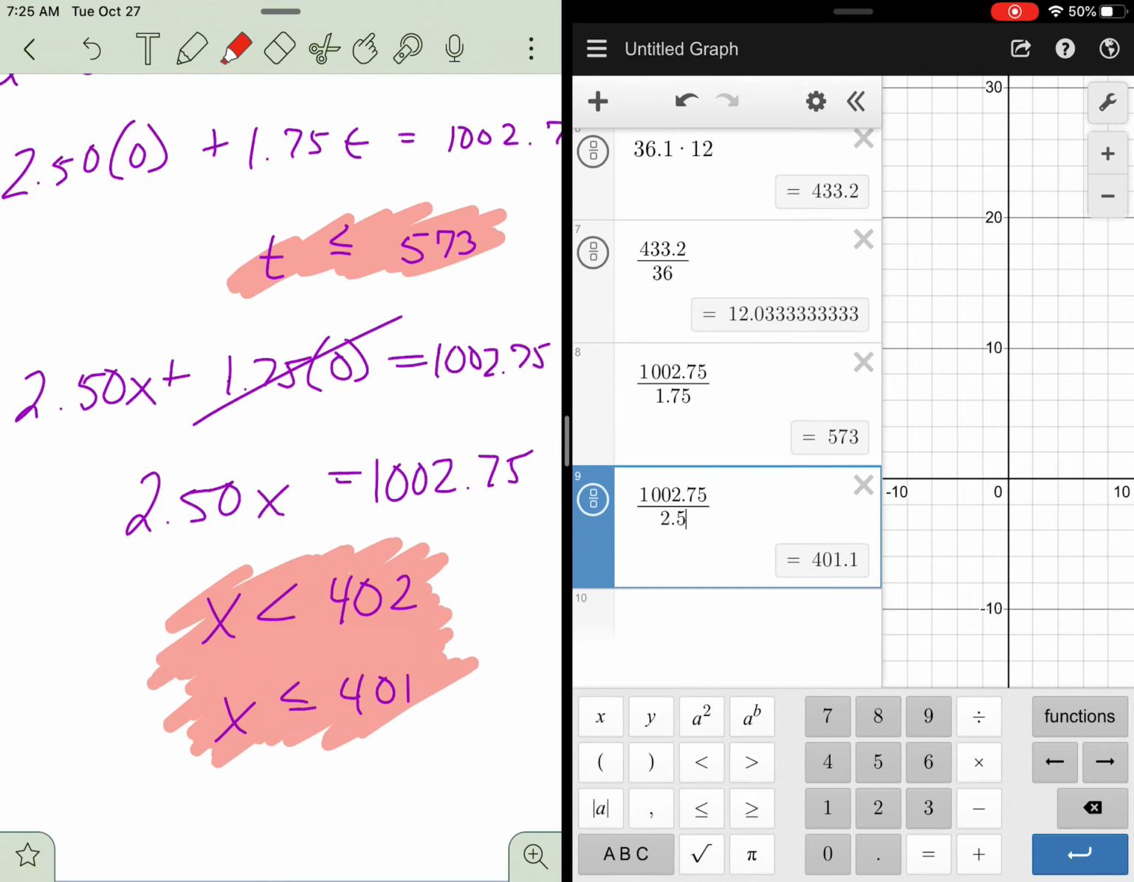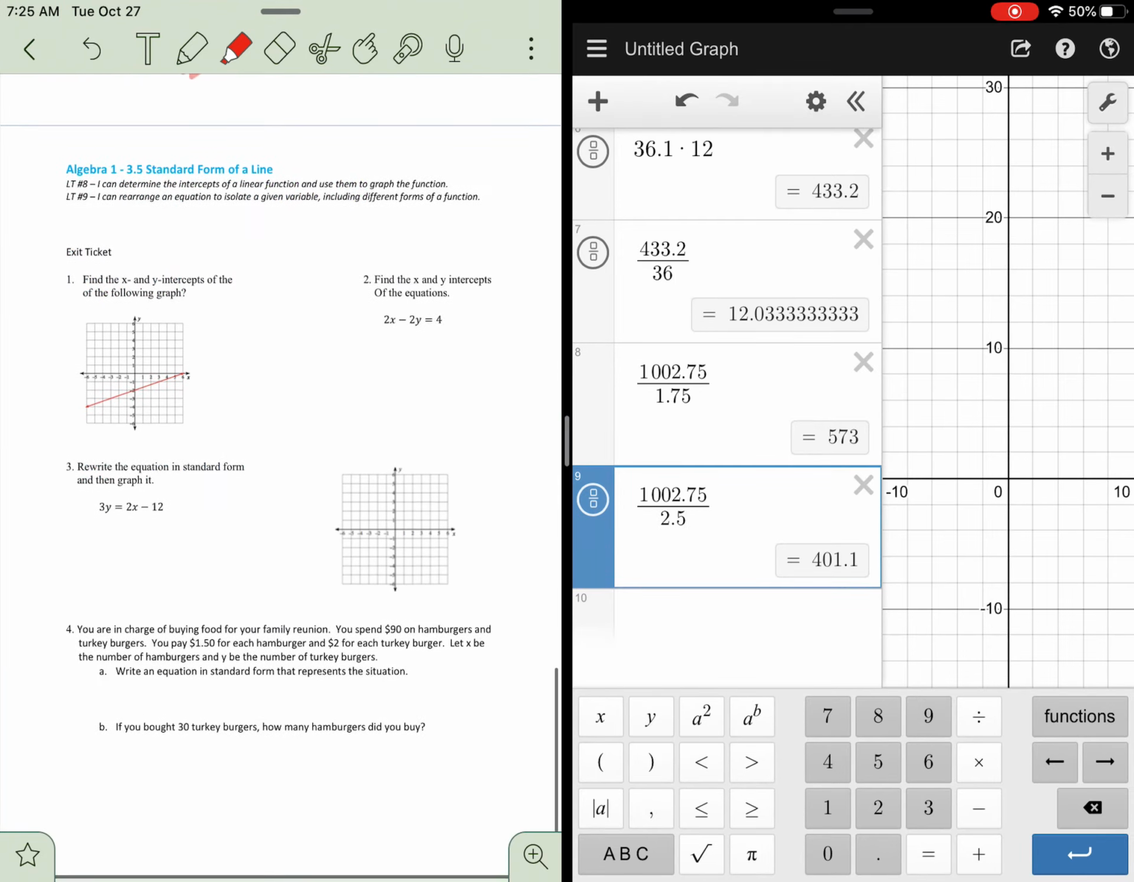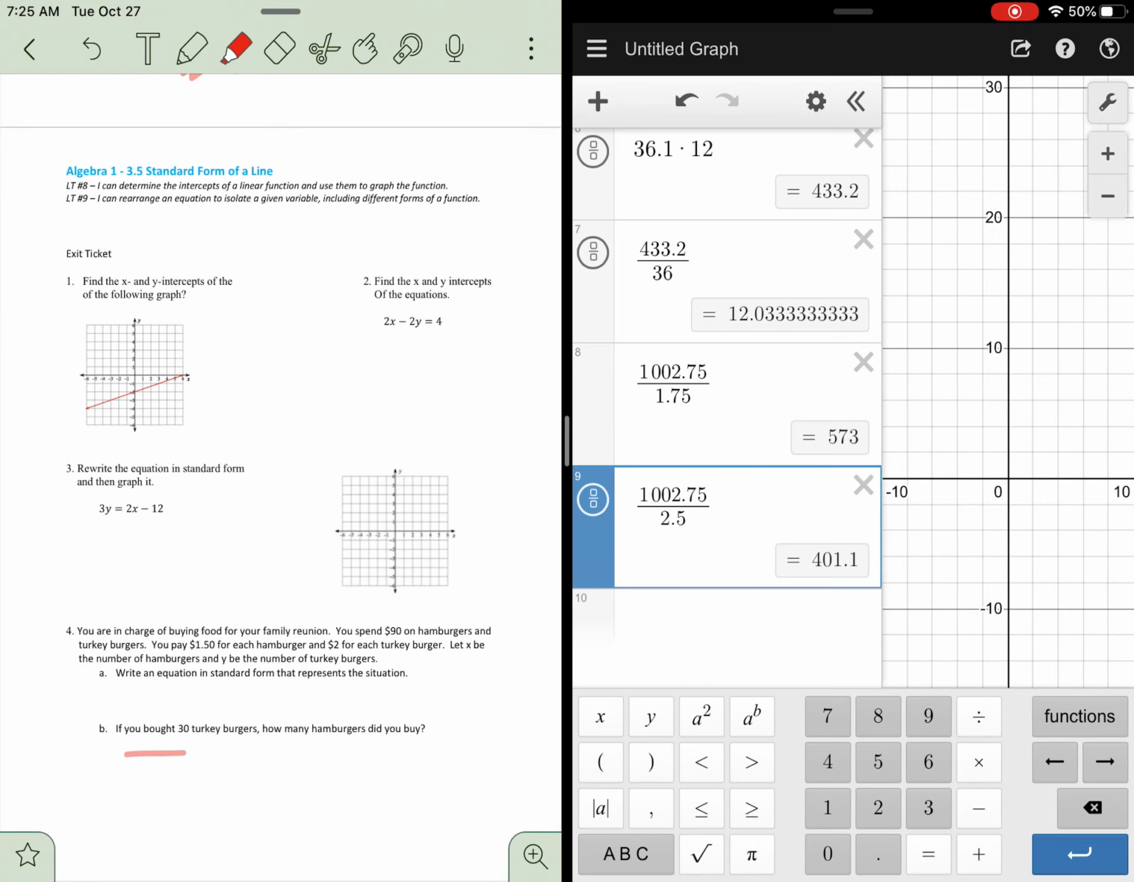You have an exit ticket for homework tonight. I want you to go ahead and do that. Make sure at the word problem here it says if you bought 30 burgers, so you're going to plug in 30, right? Okay, let me know if you have any questions. I'll see you guys after.